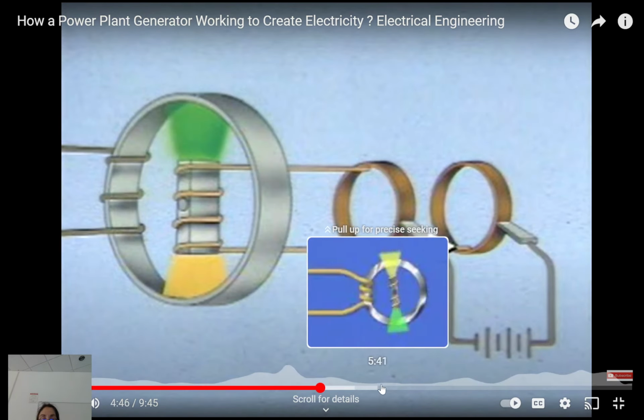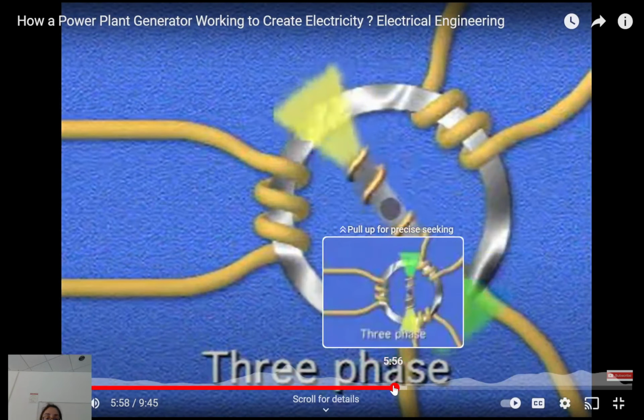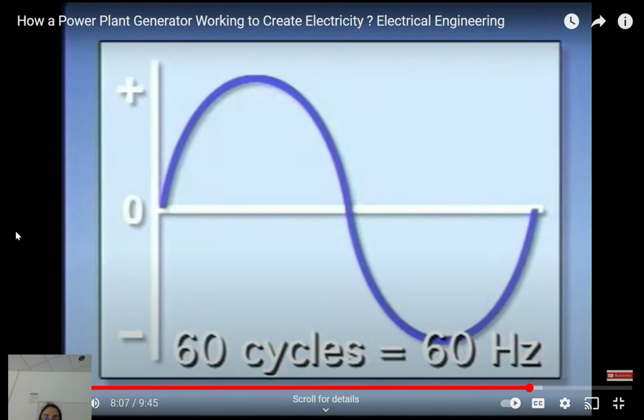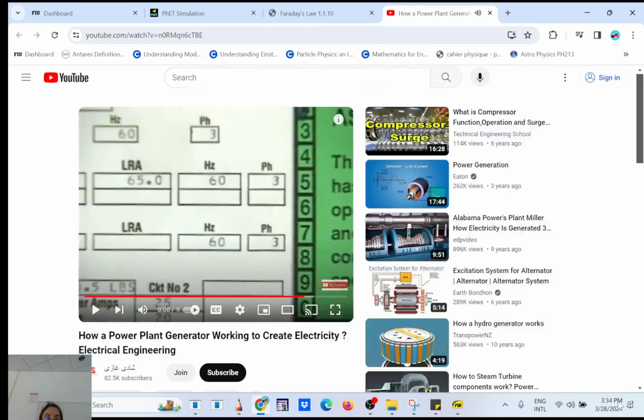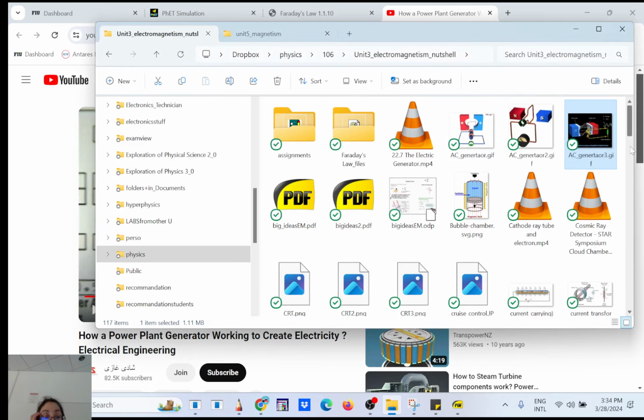The current flows from each of the three stator windings at different times. And then it goes more in depth, but you get the idea, right? I have just one picture to show you.